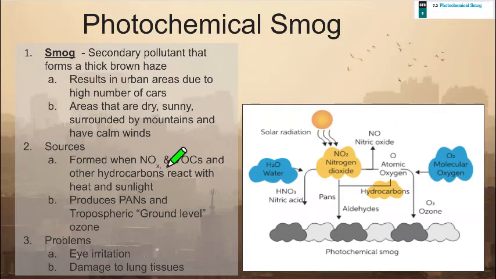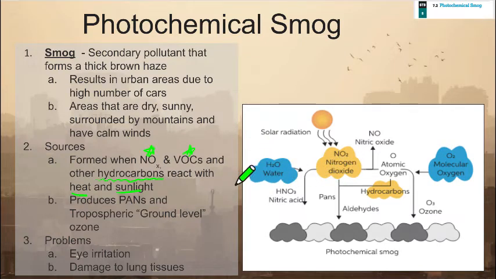Essentially, the sources are very similar to ozone. We have our NOx's, our nitric oxides, our VOCs, and then this is where smog is a little different than ozone, because it's the other hydrocarbons that start to react with, again, heat and sunlight. So smog and ozone formation are very, very similar. Just remember, smog kind of has more stuff in it.